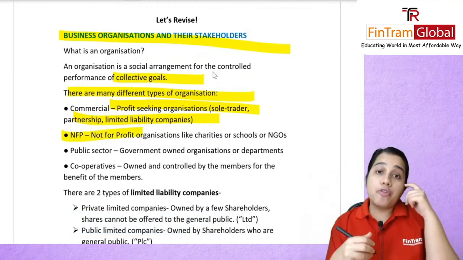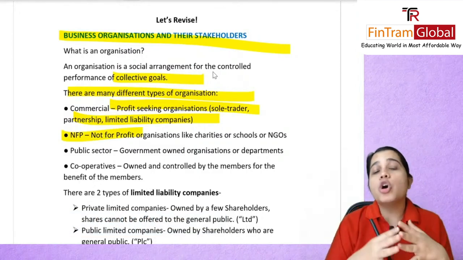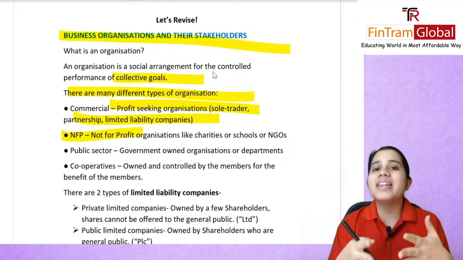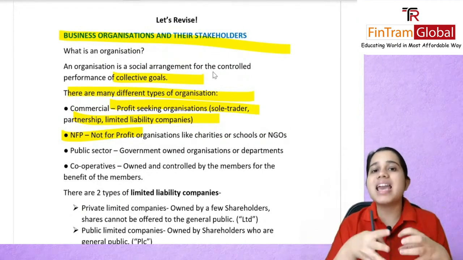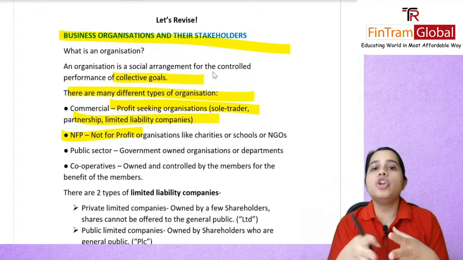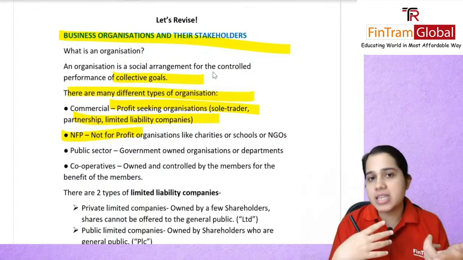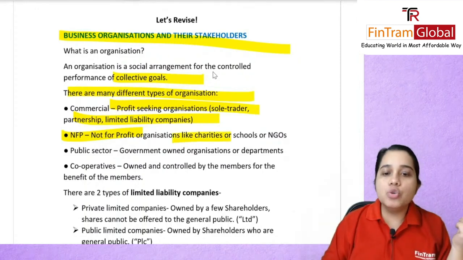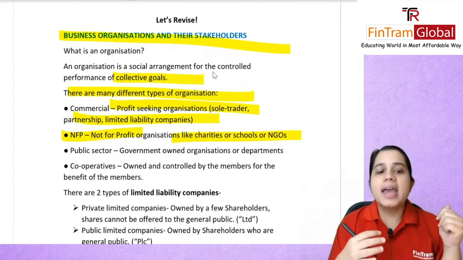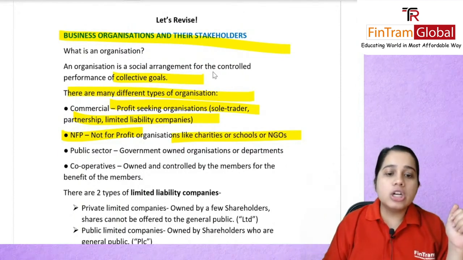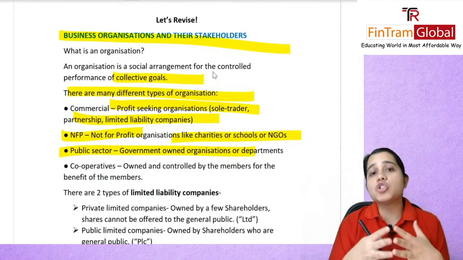Then another type of organization was NFP, or your not-for-profit organizations. As the name suggests, they exist primarily not to make profit. Examples of these are your charities, your schools, or any NGO. Then in your public sector, you had your government-owned organizations or departments.